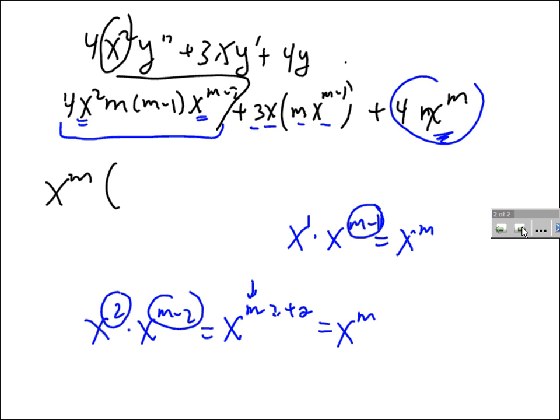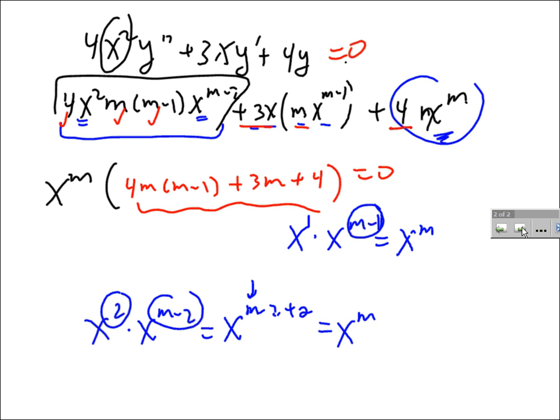So when I factor it out from this term, I'm left with 4m(m minus 1) plus 3 times m plus 4. And if this equals 0, well then I solve this quadratic equation. So let's actually do one. Suppose you have 4x squared y double prime plus y is equal to 0.